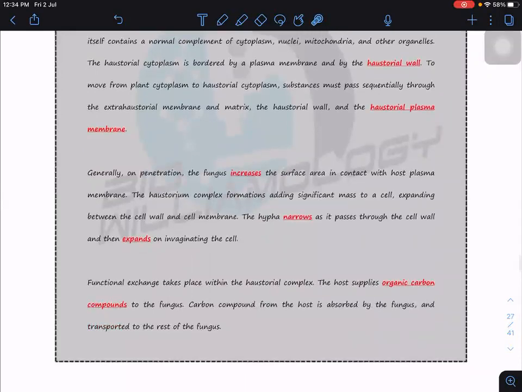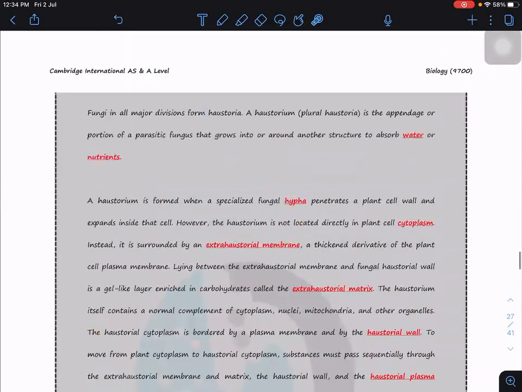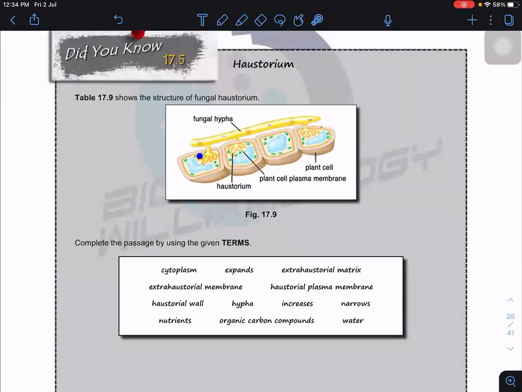Generally, the penetration of the fungus increases the surface area for absorption. Understand the concept? So it increases the surface area.